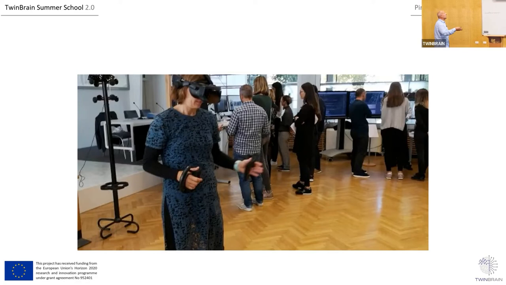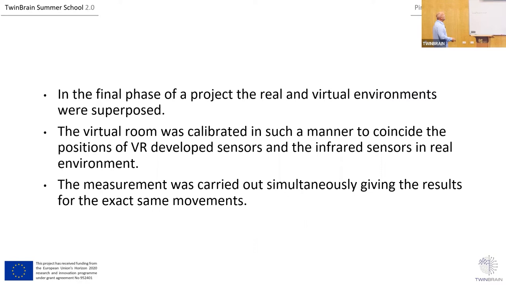In the final phase of the project, the real and virtual environments were superposed. Same position, same orientation, same dimensions, all that; the markers are in the same place in the virtual and in the real environment. The virtual room was calibrated in such a manner to coincide the position of the VR-developed sensors and the infrared sensor in the real environment. The measurement was carried out simultaneously in that case, giving the results for the exact same movement.